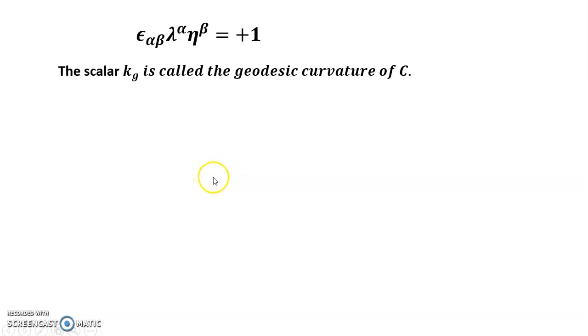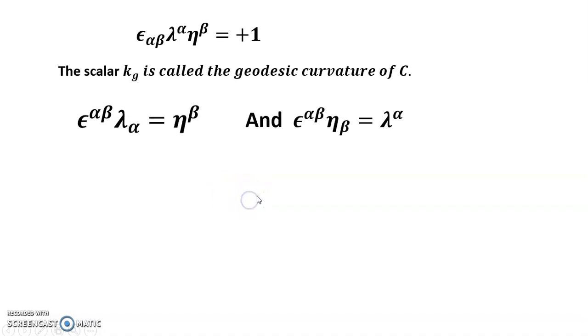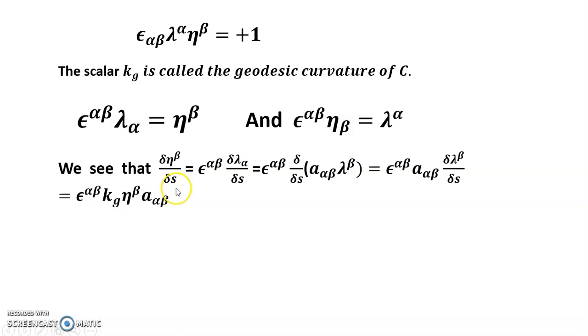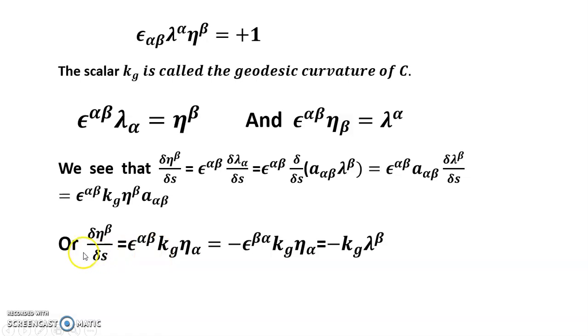And the scalar k_g is called the geodesic curvature of C, where ε^αβ η_β = λ^α, and we see ∂η^β/∂s equals ε^αβ ∂λ_α/∂s. This is the equation. Okay, I hope it is clear, please write it down, and this is the k_g. So this is called geodesic curvature.